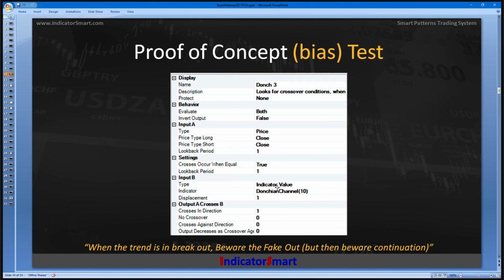And this indicator is actually built right into NinjaTrader. So you just take a Donchian channel, 10 period, and you compare it to the close. I'm not trying to do any kind of intrabar analysis or anything like that. I'm going to wait for the close, and if we cross to the upside, it's going to turn the background green, and if we cross to the downside, it's going to turn the background red. We'll just do that as a bias test, just taking a look to see, hey, what happens if we do that?